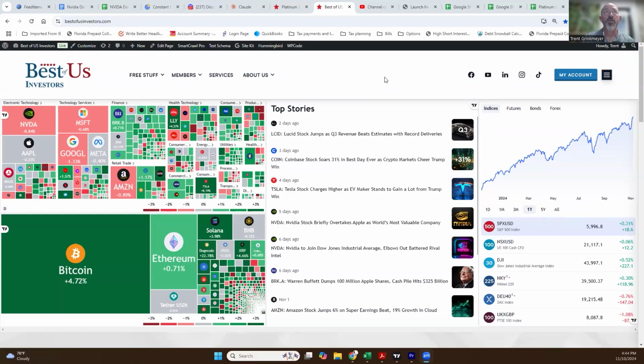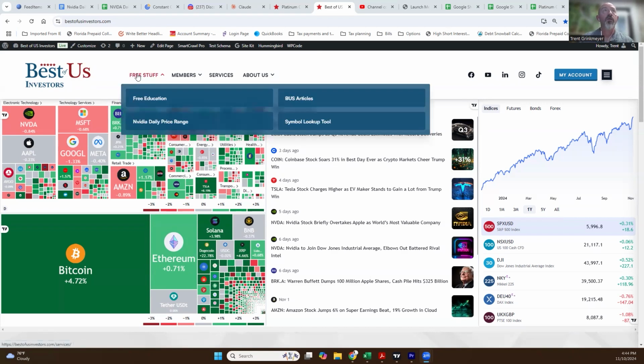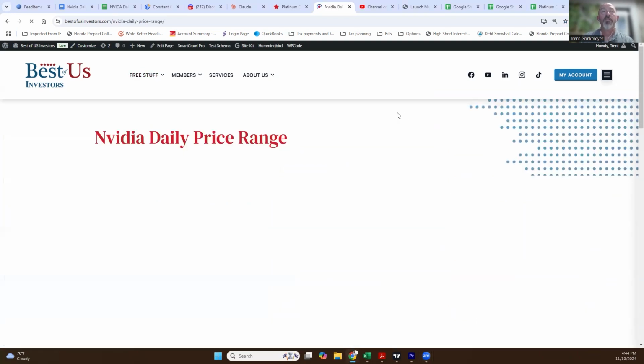First off, you're going to go to bestofusinvestors.com or bus13.ai. And this is where you're going to land. This is the home page. Now, once you've signed in, you're going to be able to go under free stuff. We have education, we have articles, along with stock lookup tools. It breaks down fundamentals and a couple other things. Totally free to you. But the NVIDIA daily price range projections is right here. So what you do is you click here. This is going to bring you to the daily range.